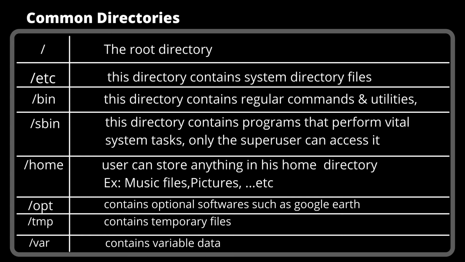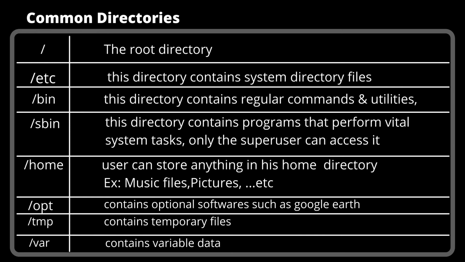OPT directory contains optional commercial softwares. Let's say something such as the Chrome browser, Google Earth. They're all optional softwares, and when you install them, they're all stored in the OPT directory.